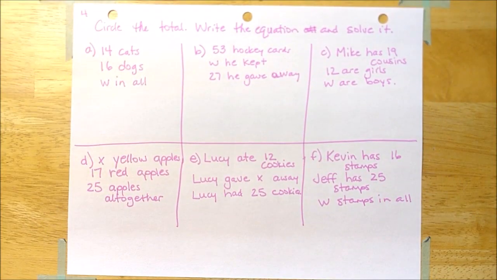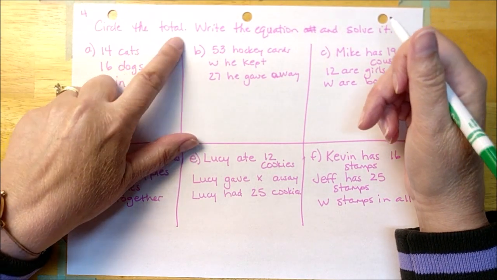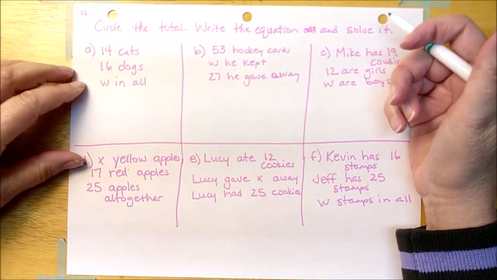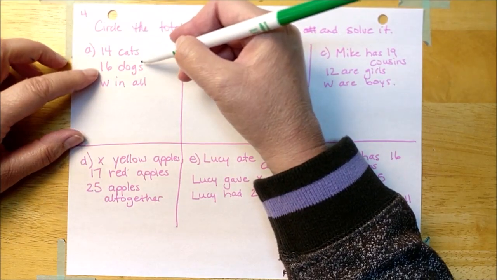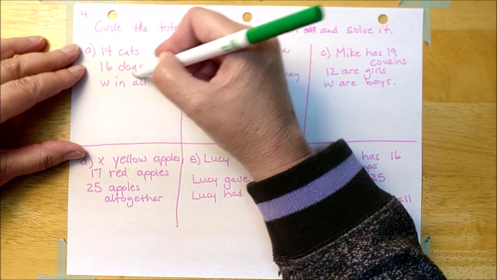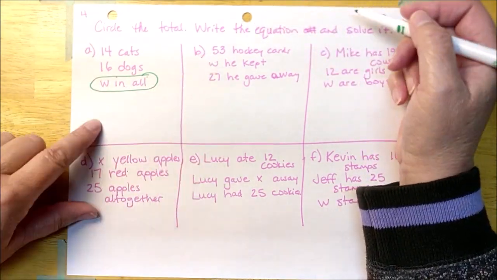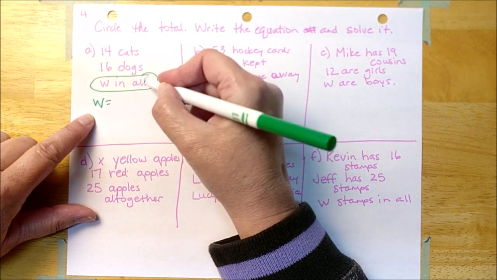Now we're going to get a table where it has some information and we need to circle the total. Then we need to write the equation and solve it. So, which is the total? 14 cats, 16 dogs, W in all. That's the total one. Then I need to write the equation and solve it. So I'm solving for W. W is my total.